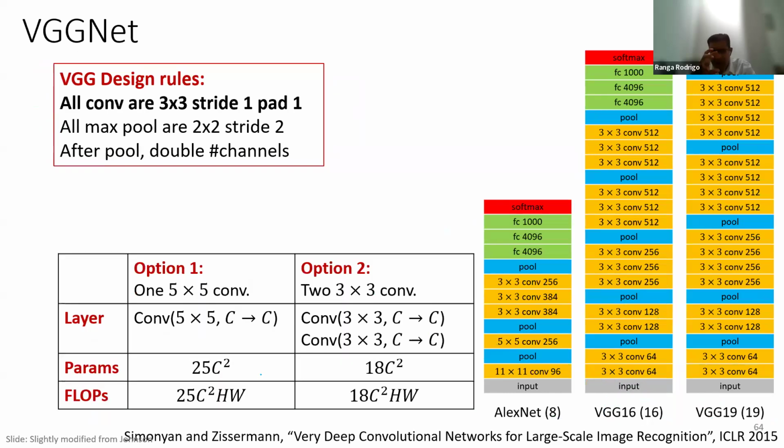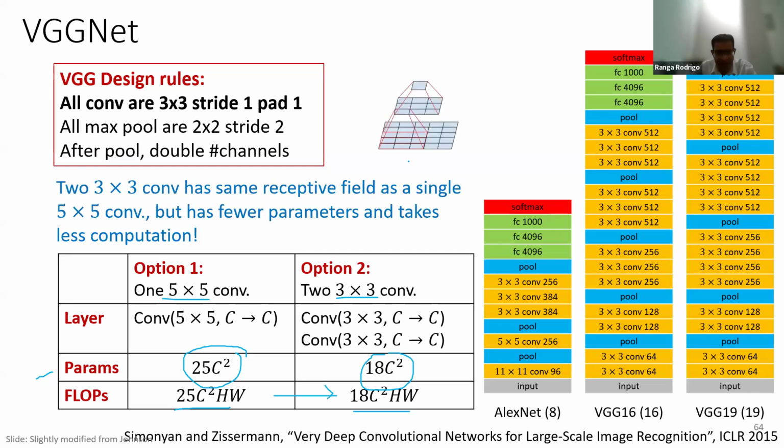So if you briefly study these 3 by 3 convolutions, I will not do the computations here, but I will only show you the numbers in the table. Number of parameters is 25 c squared here, and here the number of parameters is 18 c squared. So you can see if you use 3 by 3 convolution layers instead of one 5 by 5 convolution, there is a gain in reducing the number of parameters. And the number of floating point operations, therefore, is also reduced. So this is a great advantage.